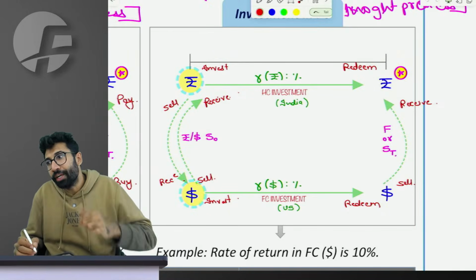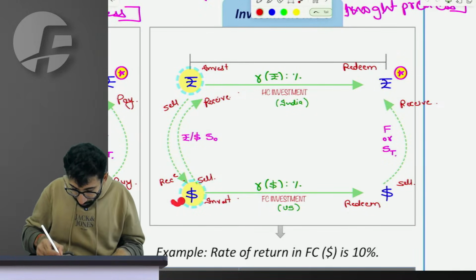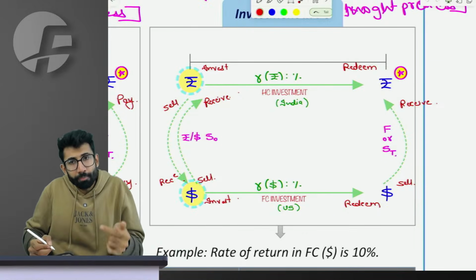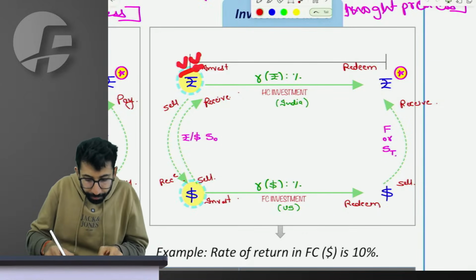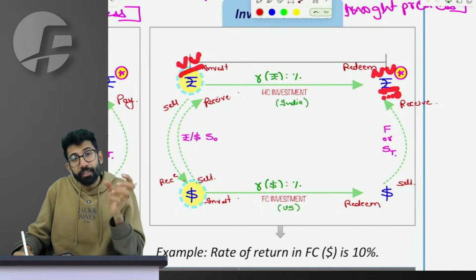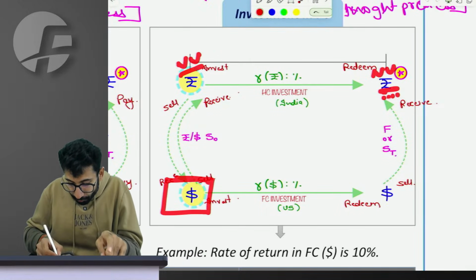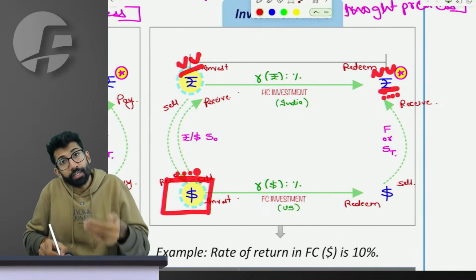Sir, I want to create one more possibility for you people in this. First, imagine, is it possible that I am an Indian company, my home currency is rupee, but the examiners say that even if your home currency is rupee, you have excess funds available with you in terms of dollar.